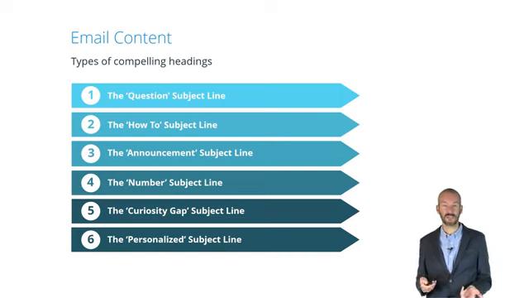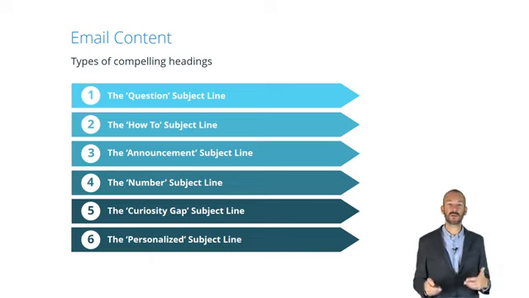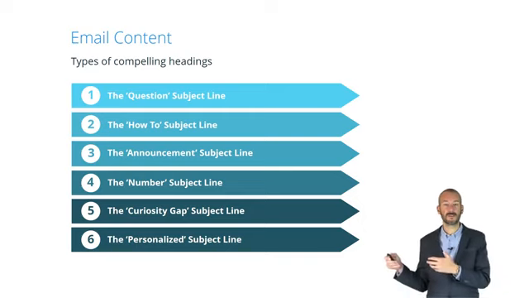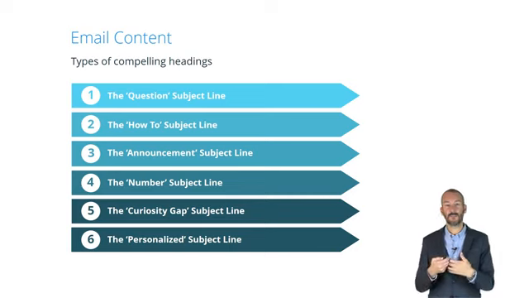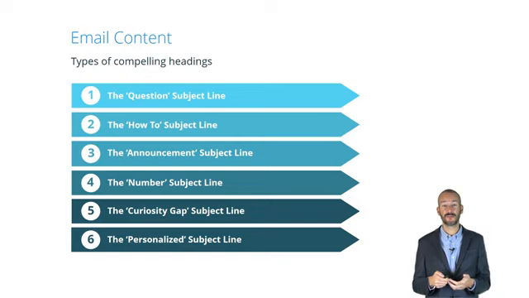Number 3 is the announcement subject line. The announcement subject line is the kind of subject line that says, hey, guess what? This just happened. Celebrate with us, or here's something new we're launching. It's something never before seen. And it's kind of like what's happening behind the curtain. We'd like to announce it to you. We'd like to show it to you.